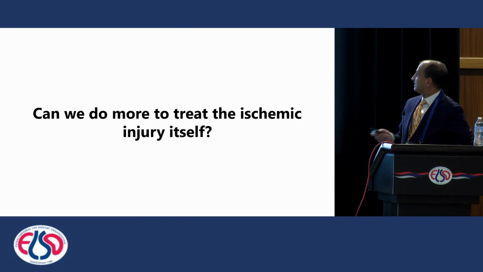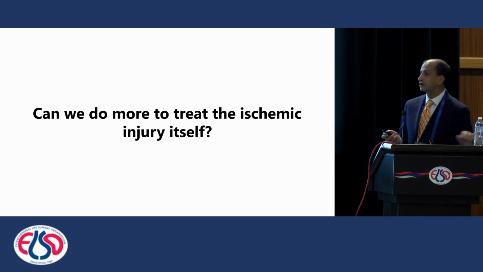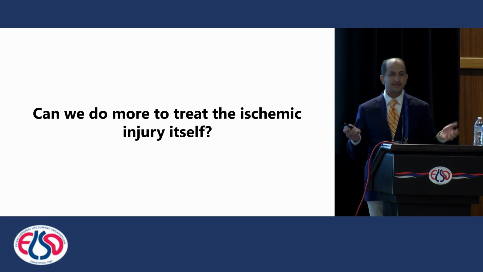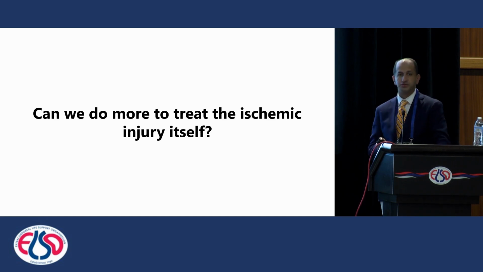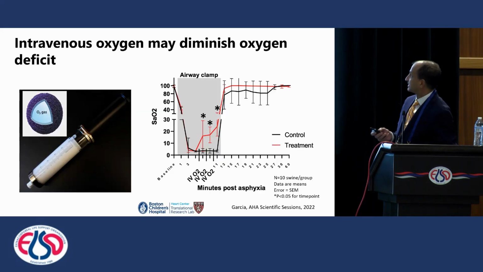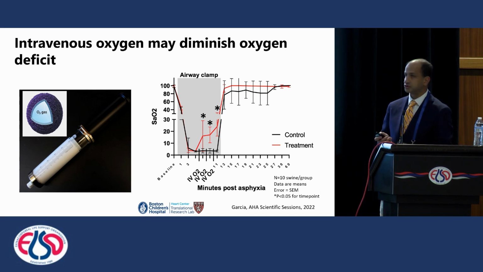Can we do anything more to treat the ischemic injury itself? That's really the question I want to talk about. So our research group is a translational research lab. We're trying to create new therapies related to oxygen delivery and ischemia reperfusion injury. One thing that I'll mention just in passing is that we're creating a way to inject oxygen gas directly into the bloodstream that may be useful in situations of airway occlusion.